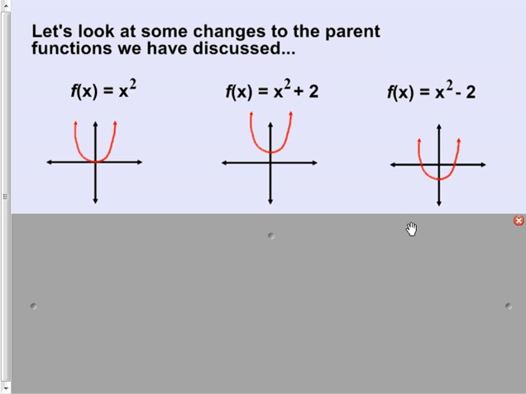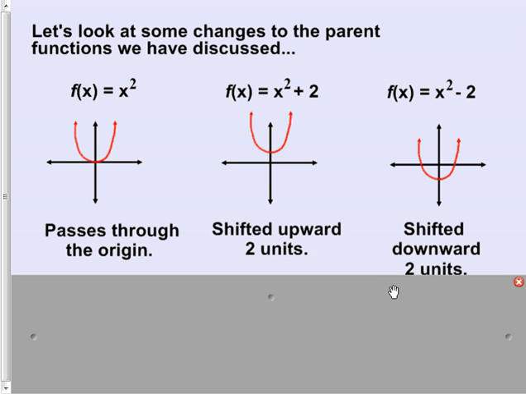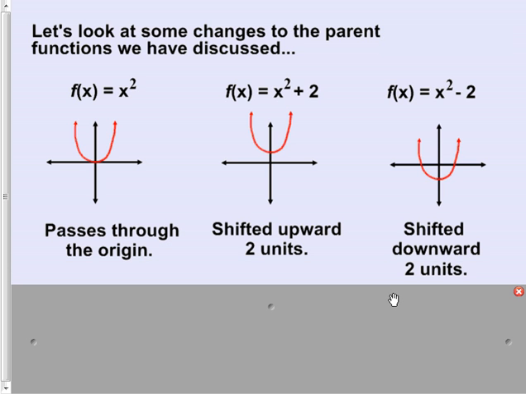The graph on the left-hand side is a parent function. It doesn't have any changes whatsoever to it. The one in the center, we have the equation y equals x squared plus 2. That makes it a parabola, but when you go plus 2, that caused a positive 2 vertical shift in the graph. And then the one on the right, x squared minus 2, caused a negative 2 shift on the y-axis. So as you can see, the parent function, of course, passes through the origin. That's what it's supposed to do.